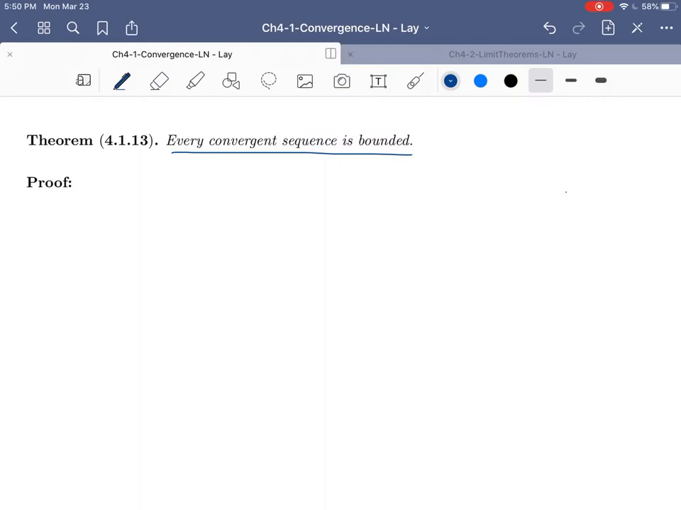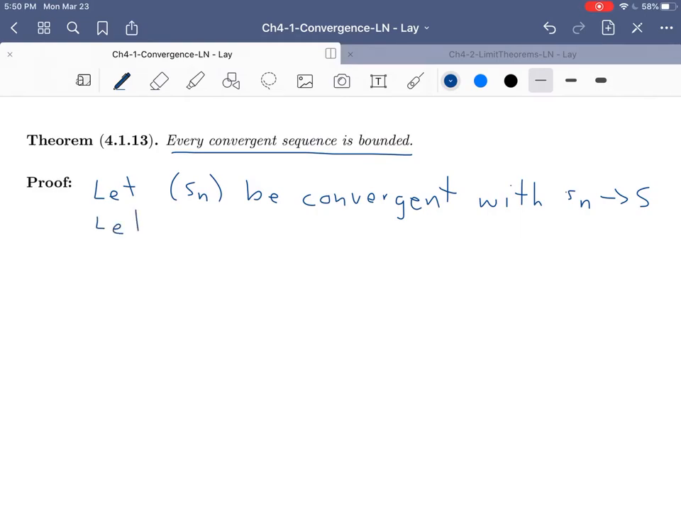So let our sequence S sub n be convergent. So if that value of S sub n is convergent, and let's say it converges with S sub n going to this value of S. So if we have this convergent sequence, let's go through and let epsilon be equal to 1.